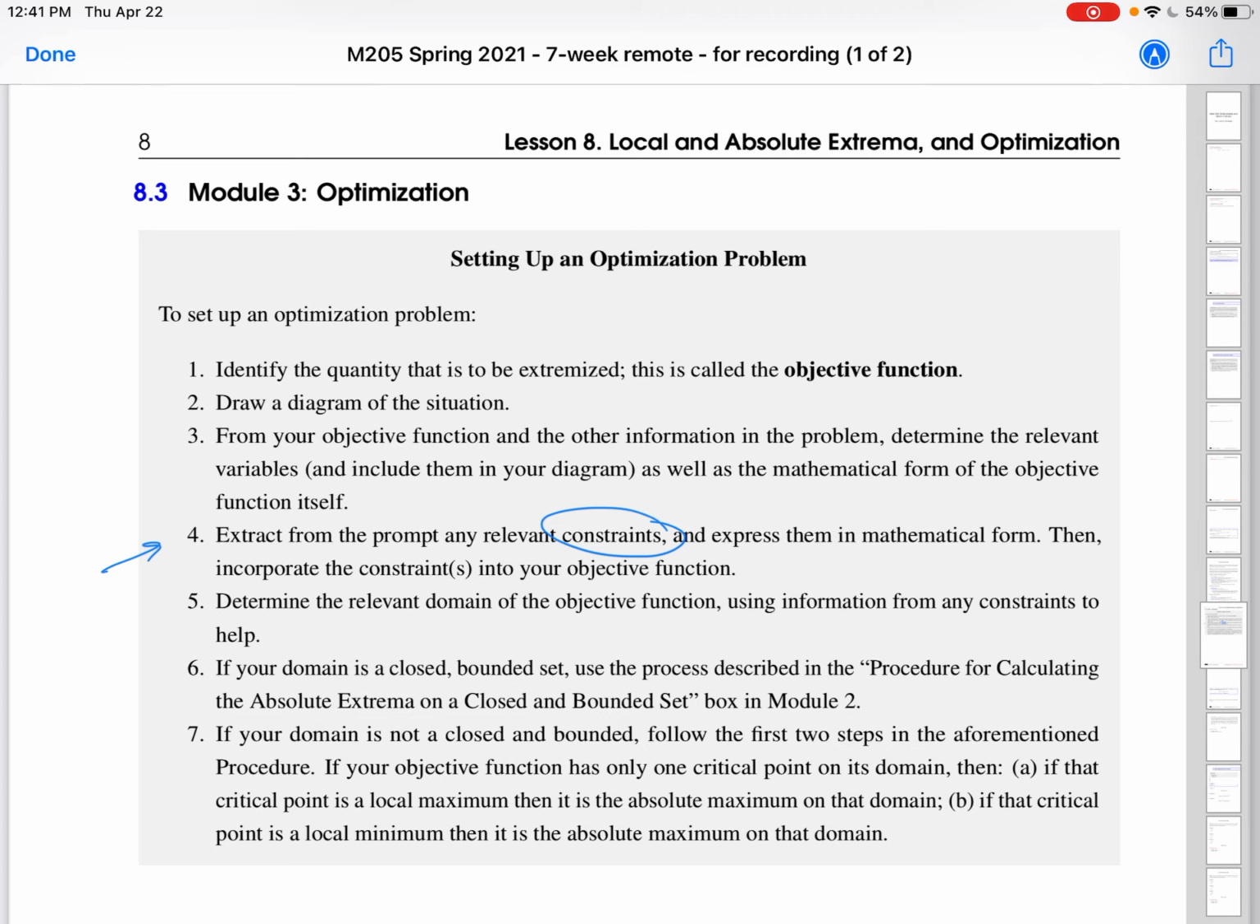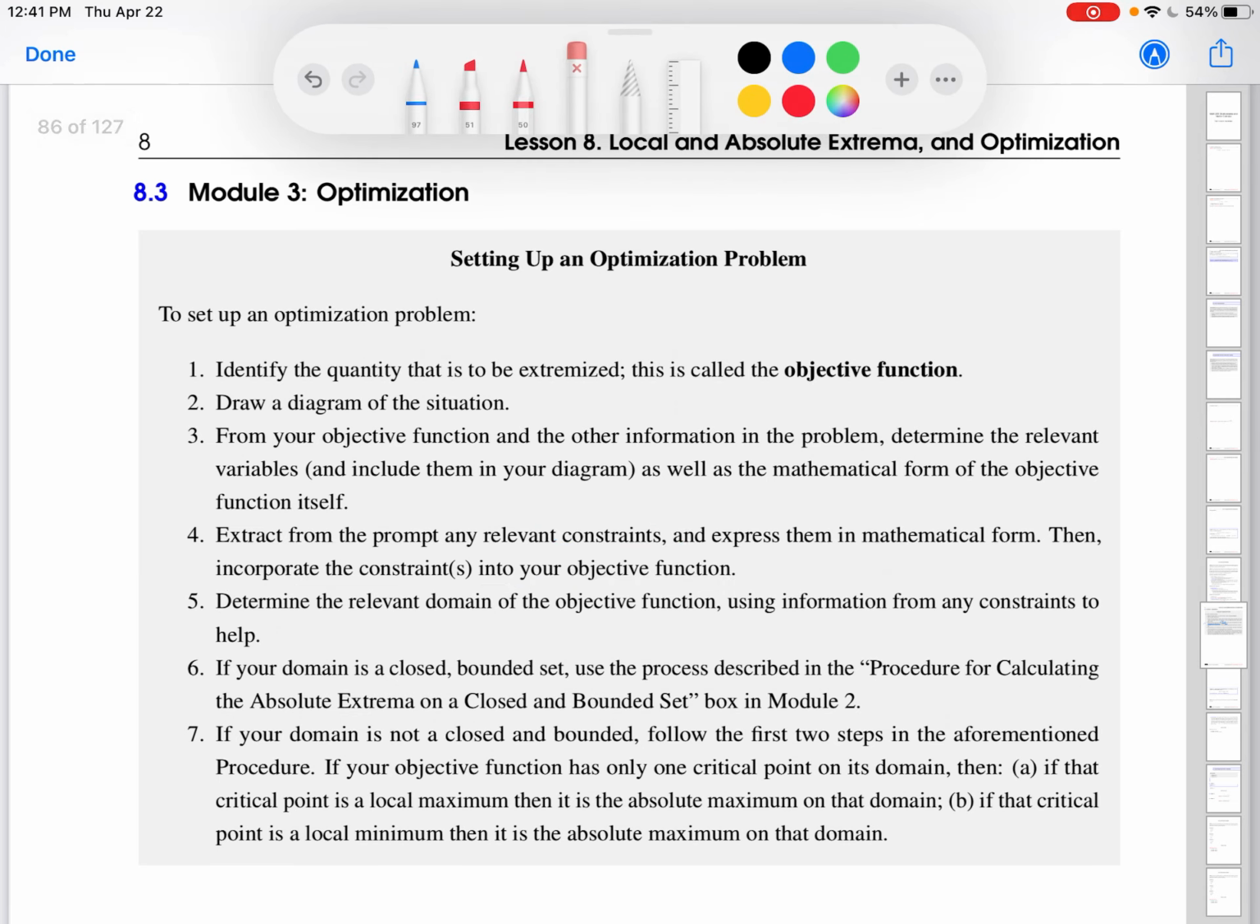Anyway, once you have those constraints, if you can incorporate them into your objective function, by that I mean use the constraint and solve for one variable and then substitute that into your objective function, that will make life a lot easier later on. Okay, next step.